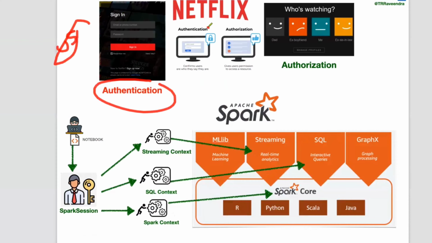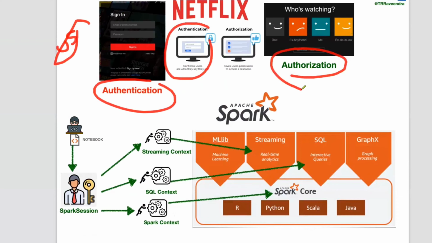Once you log into the application, if you want to watch some movies or some series, you need a subscription. Without a subscription, you cannot watch. That is called authorization: privileges to access those services. Authentication is just that a user session will be created.